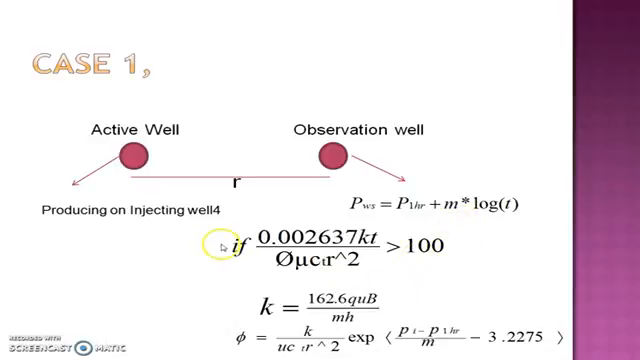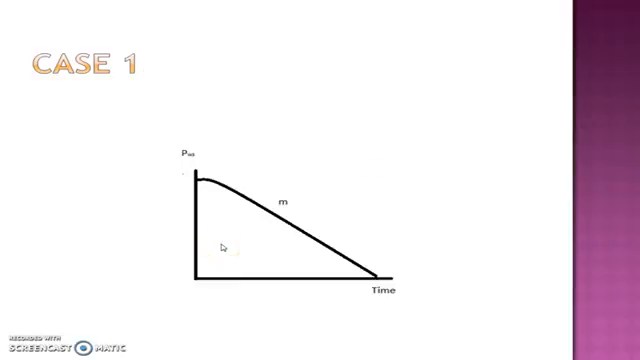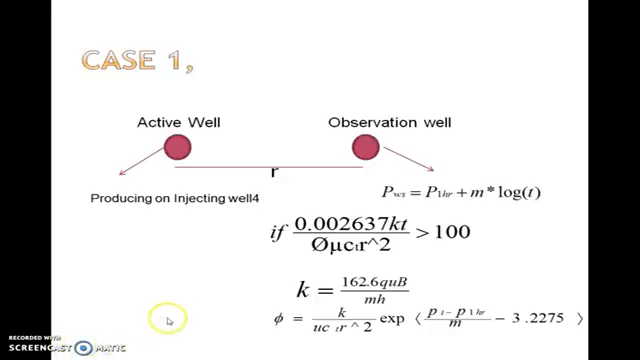To calculate this relation, we first have to draw a semi-log graph between PWS and time by using the given data. Then we will obtain a graph like this, and from this graph we are able to determine m of the straight line region. Once we get m from the straight line, the next step is to calculate permeability by using this relation.